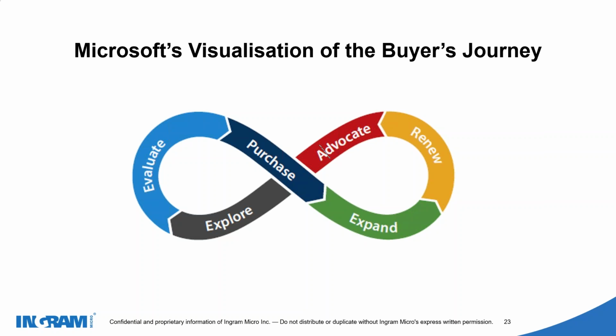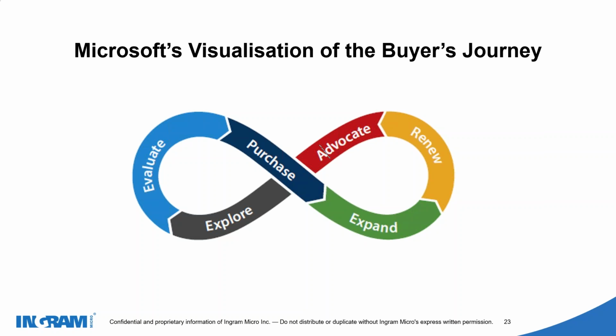So first of all, I'll have a problem and I'll start exploring options. I'll evaluate those options and I'll make a purchase decision. And that's where we're focusing our efforts in this webinar series. But Microsoft goes a bit further and talks about how you can expand and cross-sell your other services, and you look for a renewal of the contract, and then they hopefully become an advocate. So that's Microsoft's view of it.